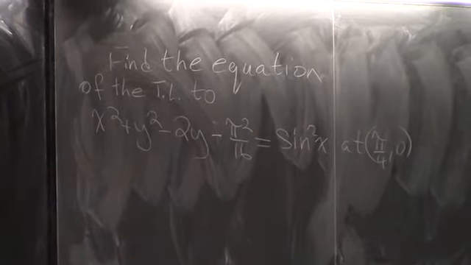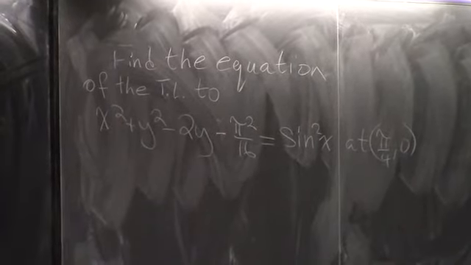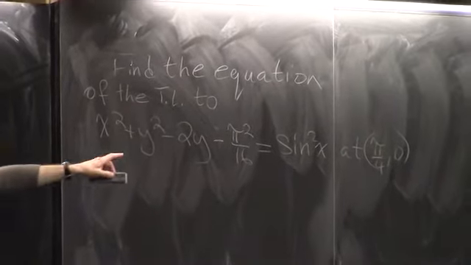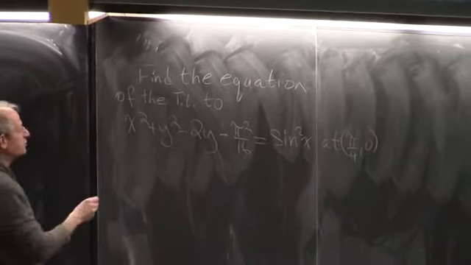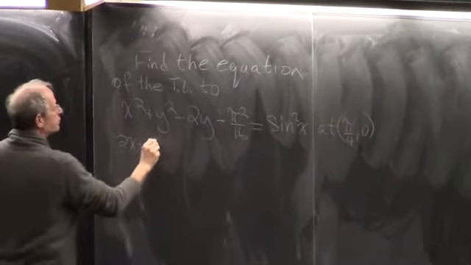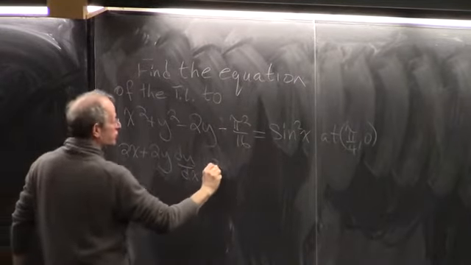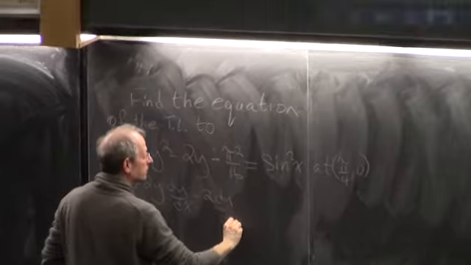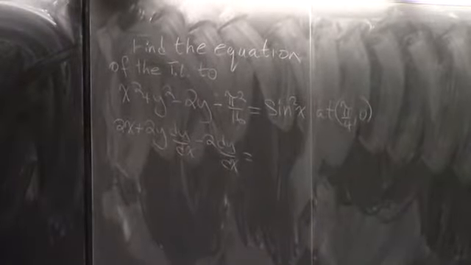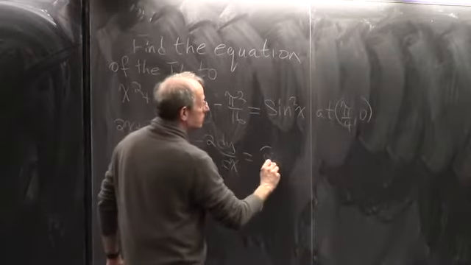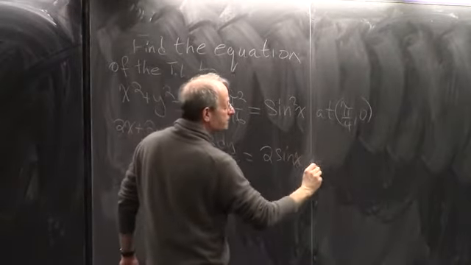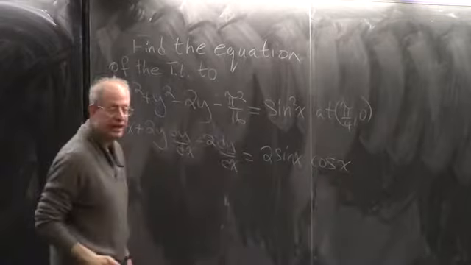I just added another term. So we'll do this together since we just did it. All right? So I threw in the 2y term. So now if you take the derivative, you get 2x plus 2y dy dx minus 2 dy dx equals the derivative of sine squared x. The derivative of sine squared x is 2 sine x to the 1, cosine x.